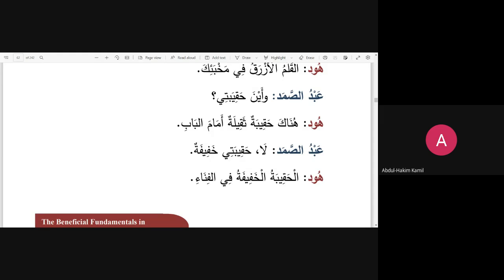La, haqibati khafifatun. No, my bag is light. Haqibati ma'rifa, khafifatun nakira. Na'am. Al-haqibatul khafifa fil fina. Well, fina means house. It's in the yard. Fina means house. We had that word house before. We're going to give you that for homework. Okay?